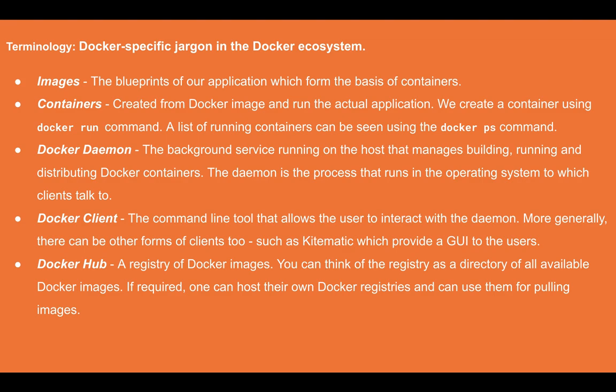We have another word, Docker Hub. Docker Hub is a registry of Docker images. You can think of the registry as a directory of all available Docker images. If required, one can host their own Docker registries and use them for pulling images. Now you're familiar with the Docker-specific jargon we have in our Docker ecosystem.